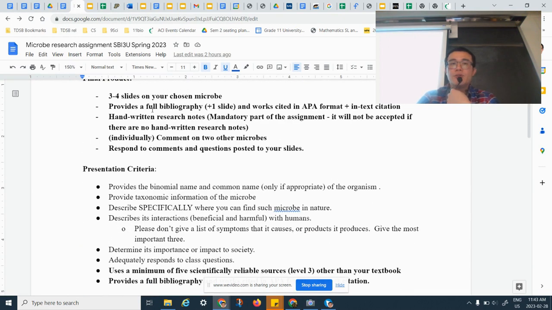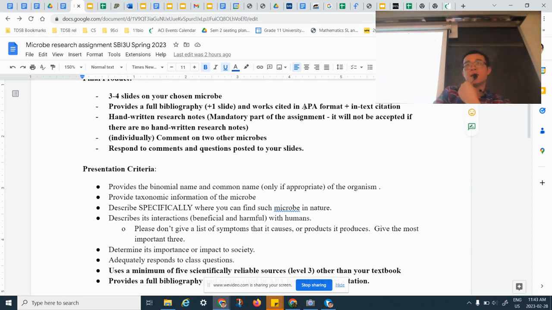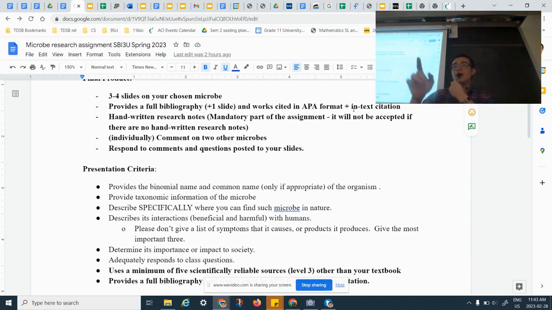Now, what you also need to do is provide a full bibliography plus 1 slide. So you will take 1 more slide, not including your 3 or 4, for your bibliography. The works cited must be in APA format, and you have to do in-text citation.